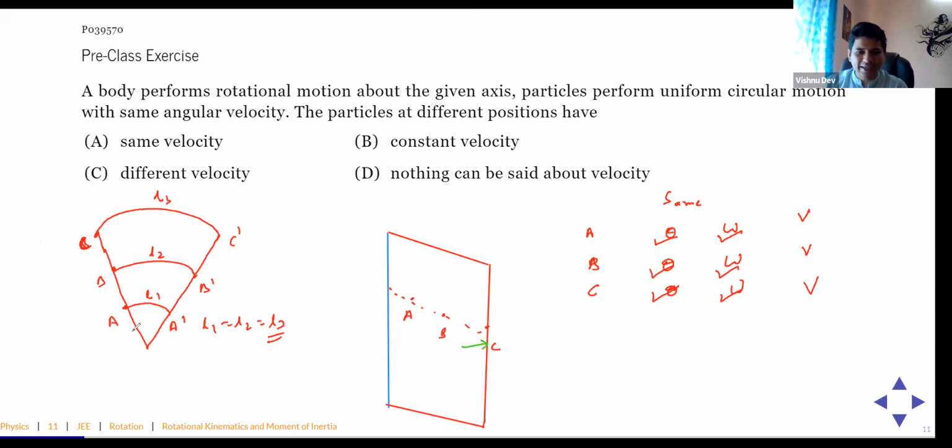So time taken would be the same. Yes or no? So what is V1? V1 is L1 by T. What is V2? It is L2 by T. And what is V3? It is L3 by T.